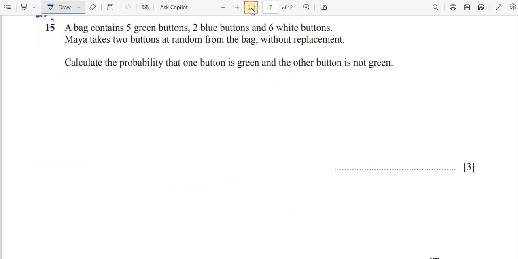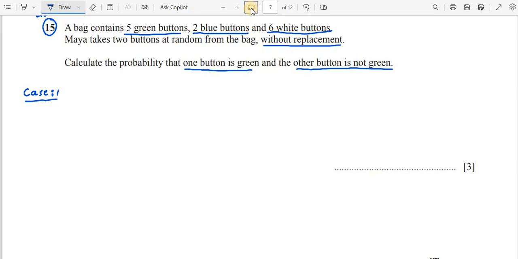Question number 15. A bag contains 5 green buttons, 2 blue buttons and 6 white buttons. Maya takes 2 buttons at random from the bag without replacement. Calculate the probability that one button is green and the other button is not green. So in this question we have two cases. Let's discuss case 1 first.